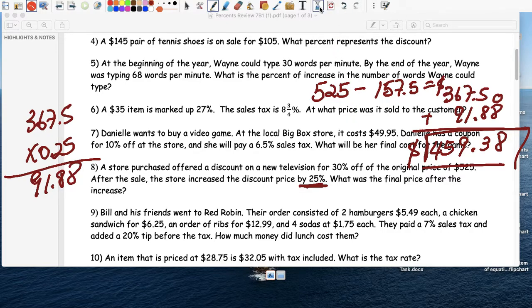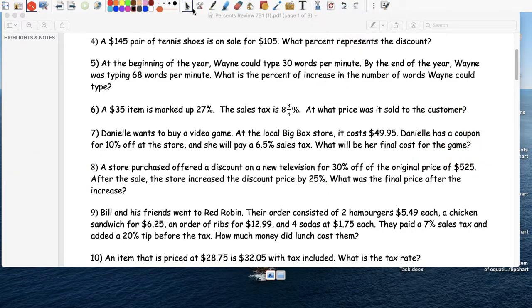Okay. So again, you can do it that way, which is step by step. Take the discount, and then you find the number, and then you multiply by the increase, and then you add it and find the total. Or you can do it the direct way. Your call.